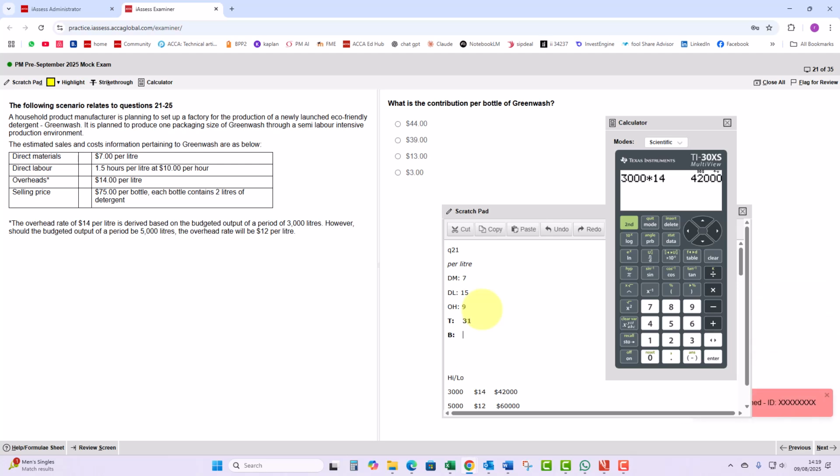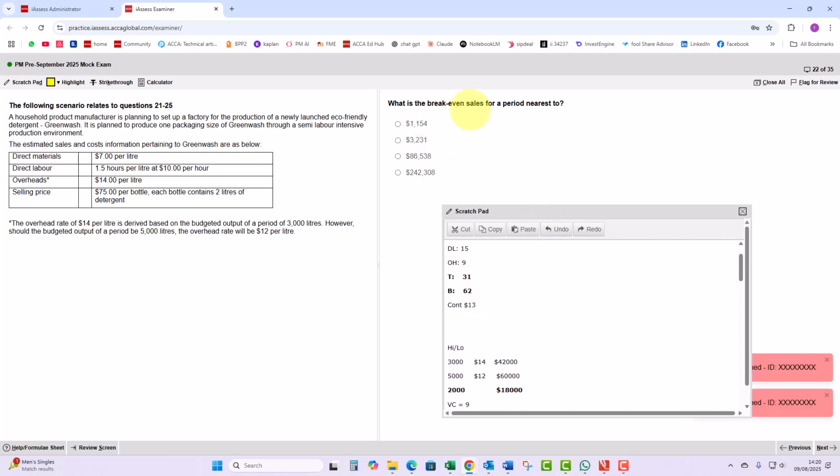So for a bottle is 62. So our costs are 62. The selling price is 75. So that's $13, which is this option here. So a few steps to get there. Hopefully you'll see how I use the scratch pad there. Just try to create what's like a table in the best way I can.